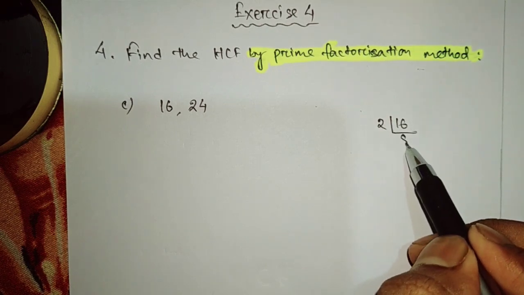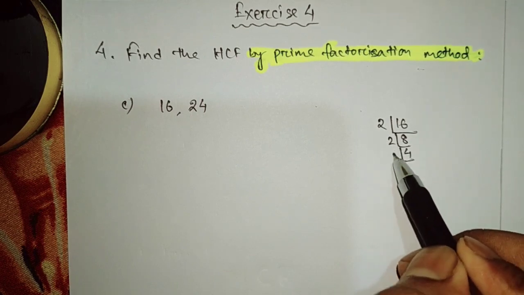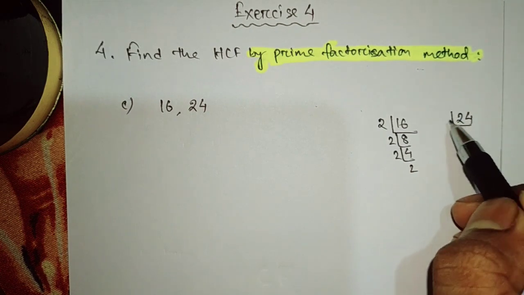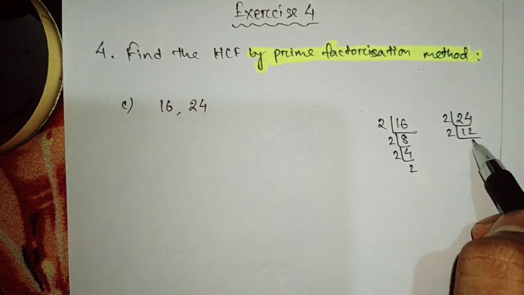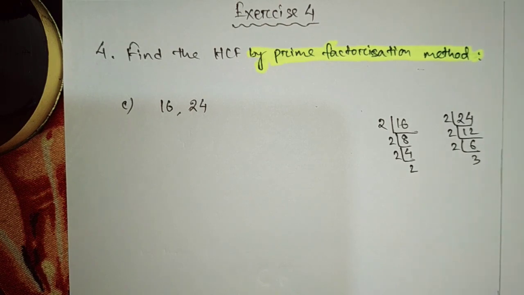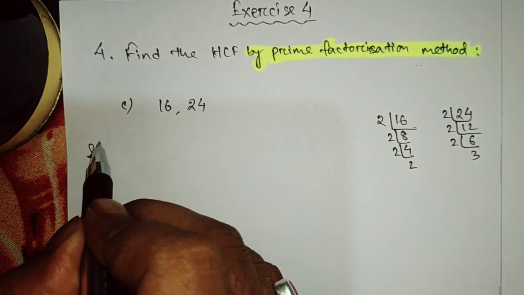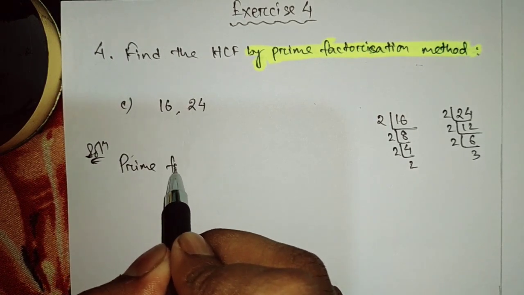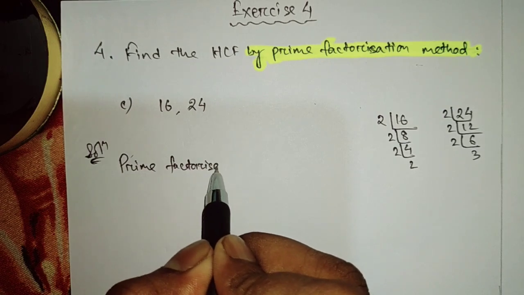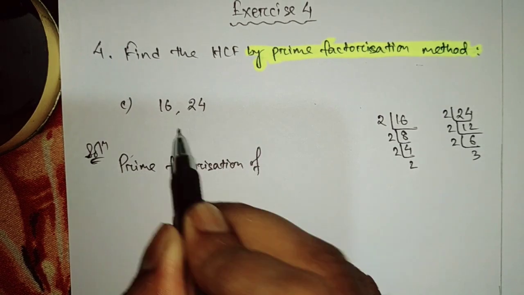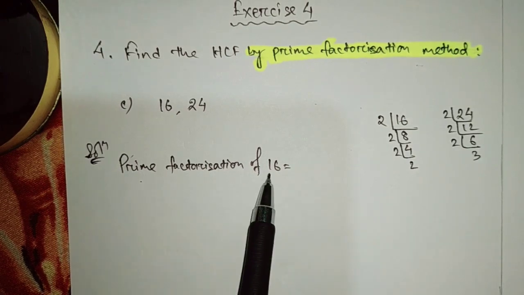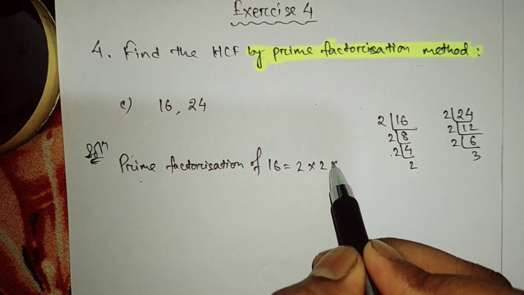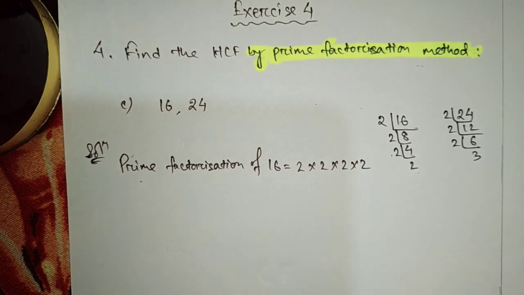Prime factors of 16 can be found in this way: 2 8s are 16, 2 4s are 8, 2 2s are 4. Okay, and 24: 2 12s are 24, 2 6s are 12, 2 3s are 6. So the prime factorization of 16 is 2 into 2 into 2 into 2.